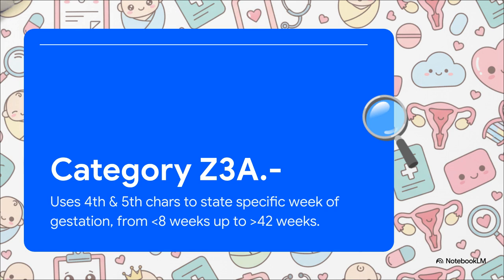On top of the trimester, the beginning of Chapter 15 actually directs us to use an additional code to pinpoint the exact week of pregnancy, assuming it's known. That's where category Z3A comes into play. It uses the fourth and fifth characters to state the specific week of the gestational period. So it starts down at Z3A.01, representing less than 8 weeks of gestation, and it goes all the way up to Z3A.49 for anything greater than 42 weeks. You just tack this on as an additional code alongside your primary one.